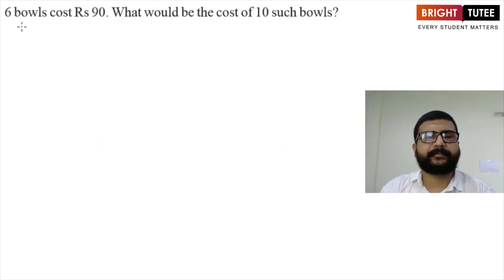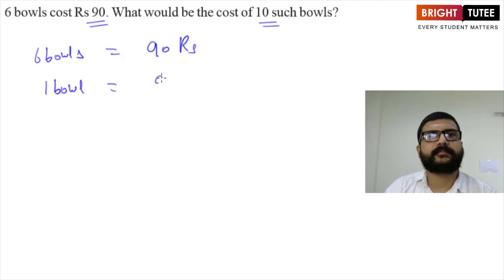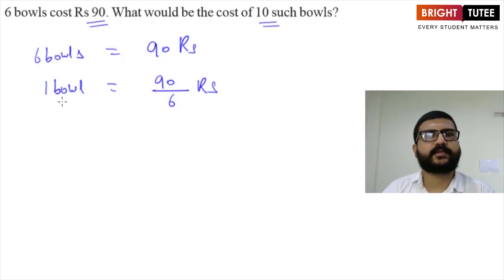Now here is one more example. The question is, 6 bowls cost rupees 90. What would be the cost of 10 such bowls? So 6 bowls are costing 90 rupees. So we can write it like this. 6 bowls is equal to 90 rupees. So 1 bowl will be equal to 90 upon 6 rupees. That is, the cost of 1 bowl will be 90 upon 6 rupees.